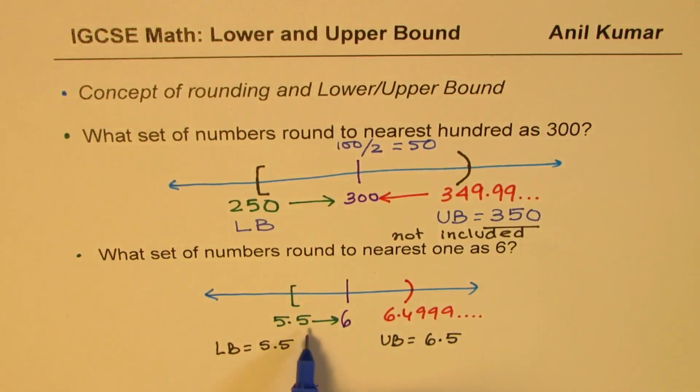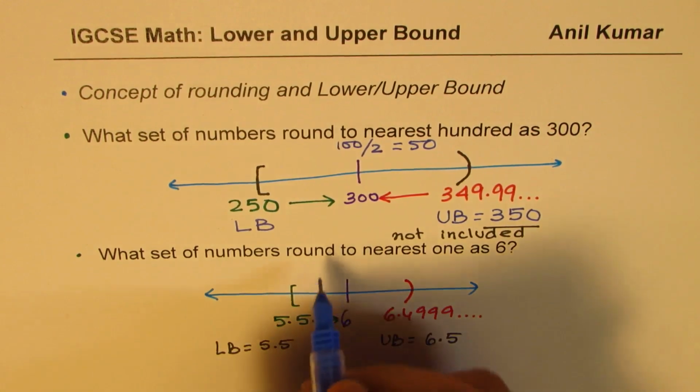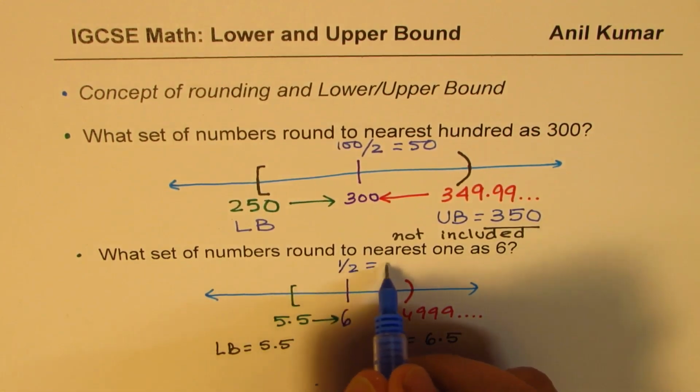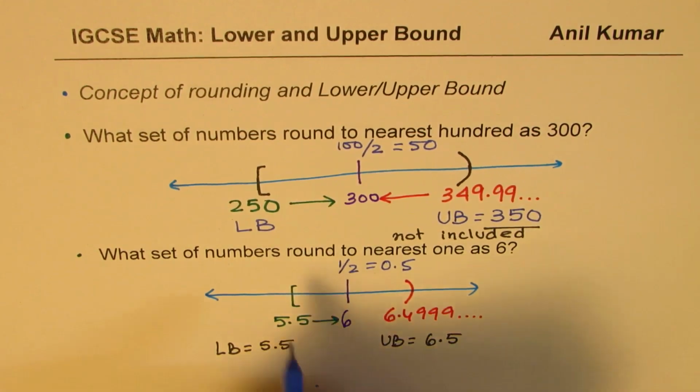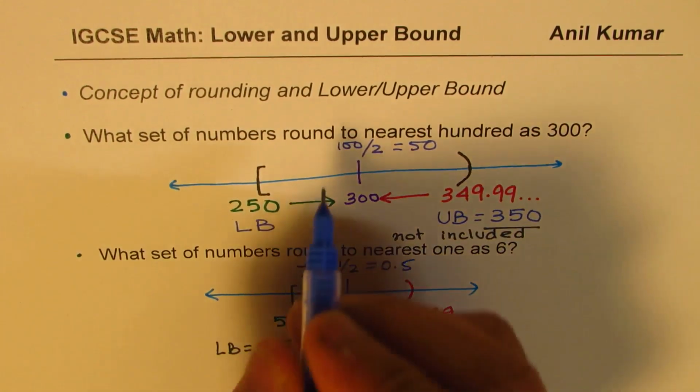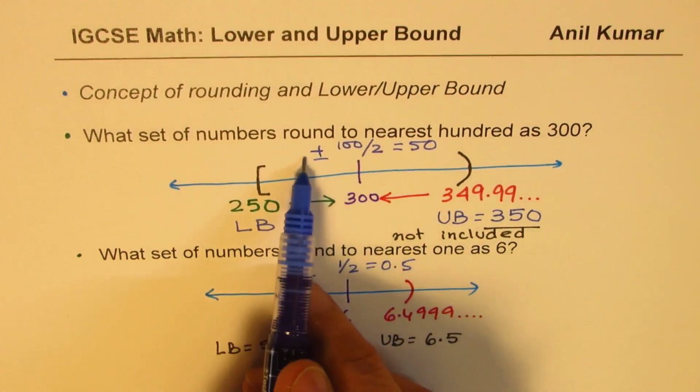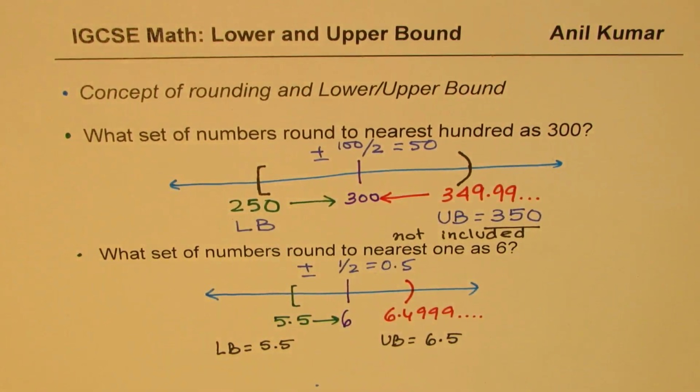Here we are rounding to the ones place. This is the ones place, right? So we divide 1 by 2 and we get 0.5. And that is how we decide what numbers should be plus and minus, to get us the upper and the lower bound. Perfect. So I hope with this we can move on and take some examples.